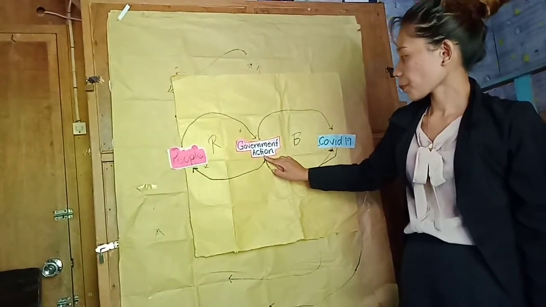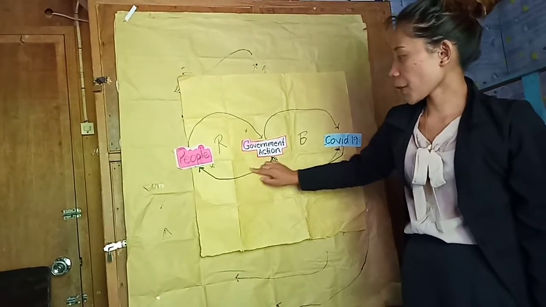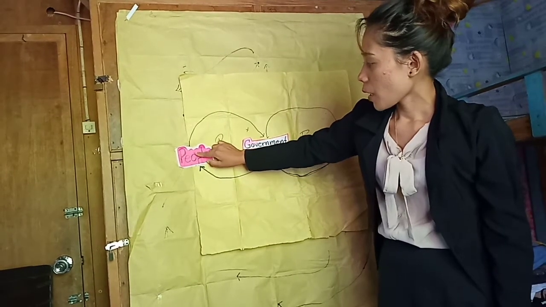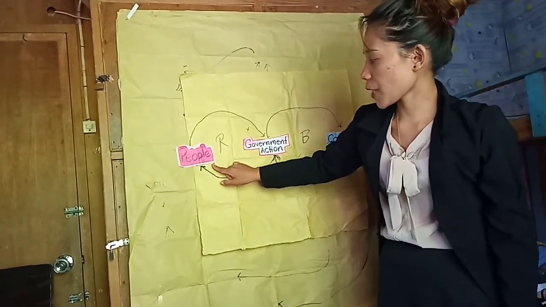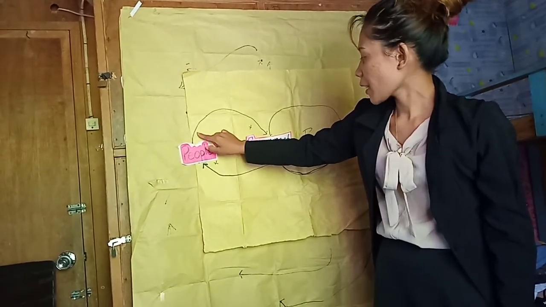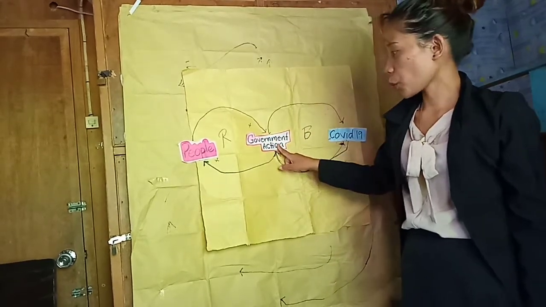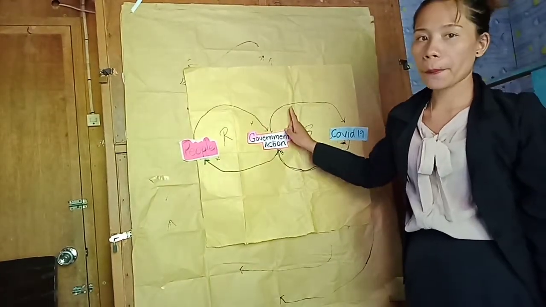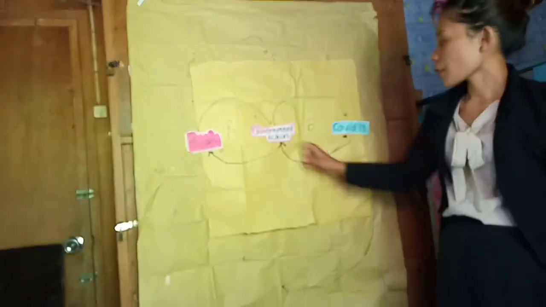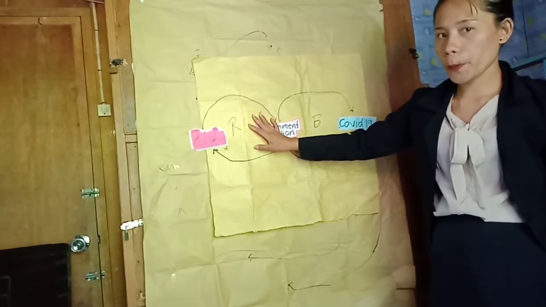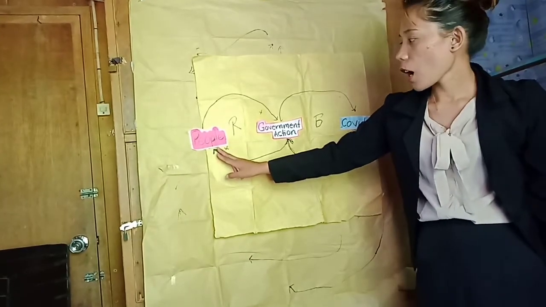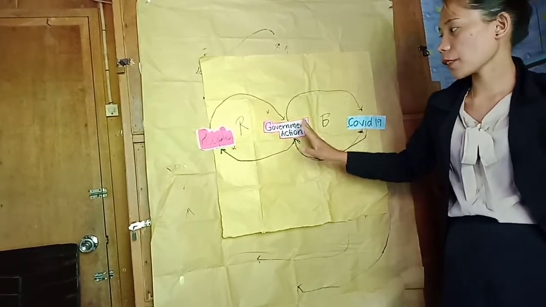Now I have here government action. Government action has a greater impact on people, which is why it has a positive sign. And people who follow government action become safe from the cases of the pandemic today. So that is a reinforcing loop. My variables, both government action and people, move in the same direction.